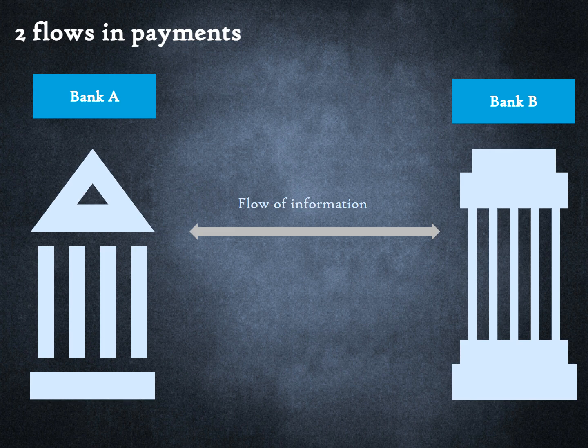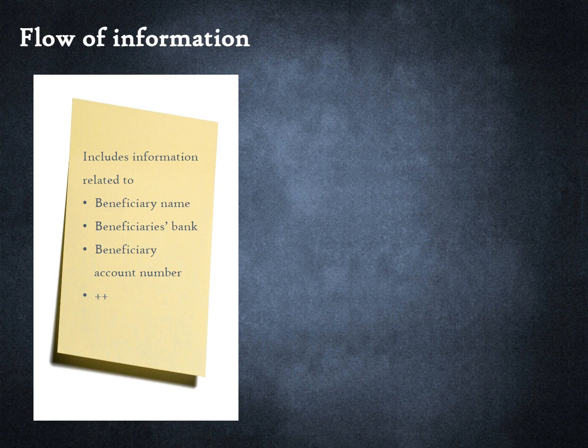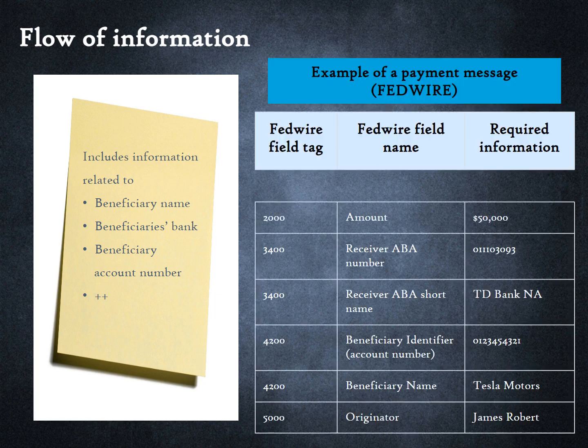The next similarity across all payment rails is that there are two flows that occur. One is the flow of information and second is the flow of funds. Next, let us look at each one of them. The flow of information refers to data fields like the beneficiary bank account number, the beneficiary bank, etc. In ACH, the network operator specifies what the fields of the file should be. In wires and RTP, the information has to be structured as a message that must conform to specifications defined by the network operator. This page displays an example of a wire message in the US.